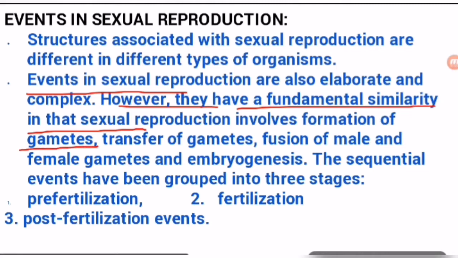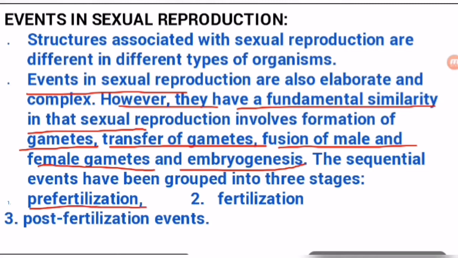Students, gamete formation, transfer of gametes, fusion of male and female gametes, and embryogenesis. These are the main events. They are sequenced in three groups. What are these groups? Pre-fertilization events, then fertilization, and post-fertilization events. You should remember these groups of steps.